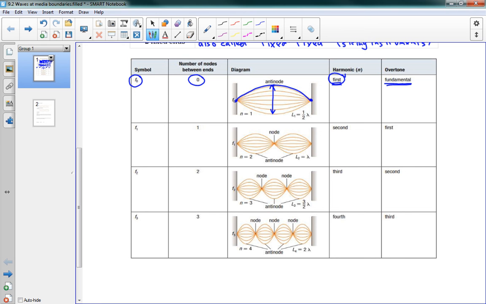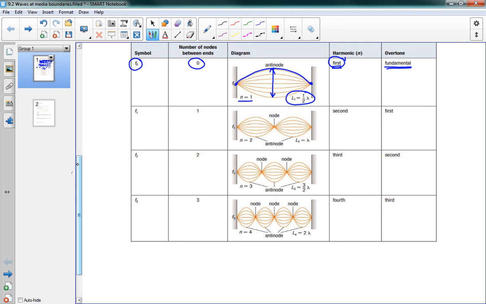And the last thing we can say is, we're calling this the first harmonic, so you can see n is equal to 1. And we have an equation for the length over here, and we're not going to get into that equation quite yet. We'll talk about that below. But you can see that as we add more nodes here, now we have F1, which has one node in between.